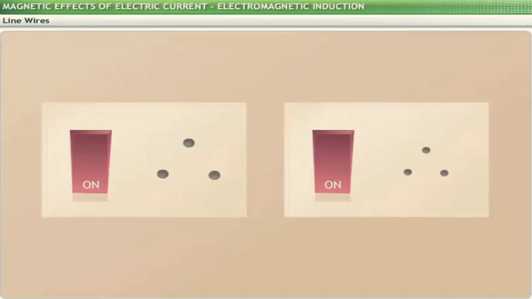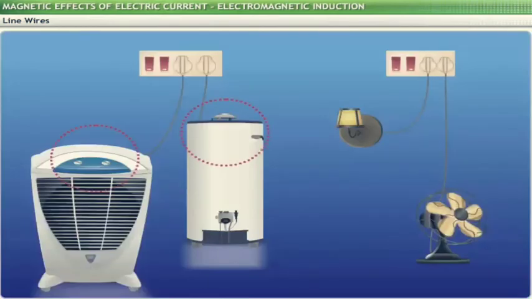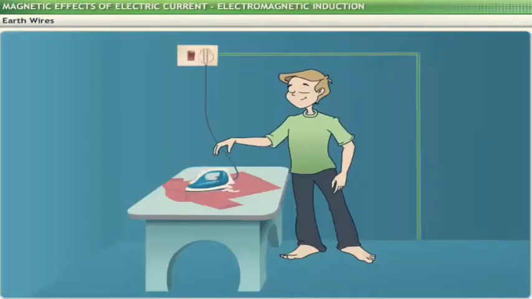Line wires supply electricity to all circuits within the household. Separate circuits may be used for power lines supplying 15 ampere and 5 ampere current. This is to provide for varied current requirements of appliances. Appliances with higher power ratings, such as air coolers and geysers, require a 15 ampere supply. On the other hand, electrical fittings such as bulbs and fans run on 5 ampere supply.